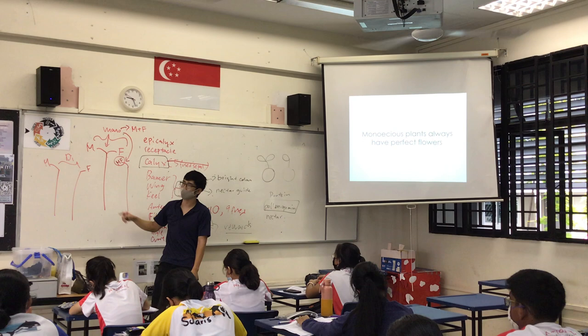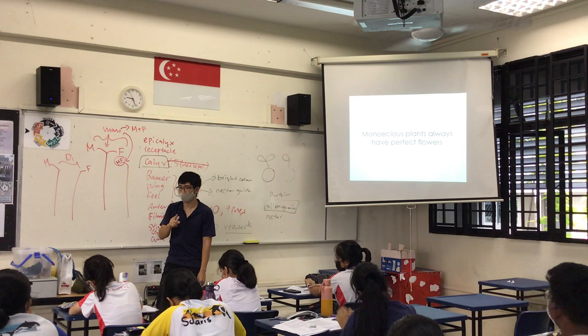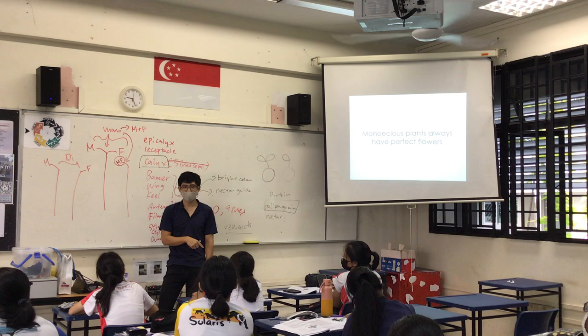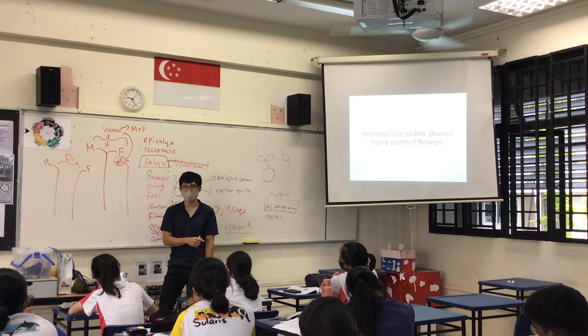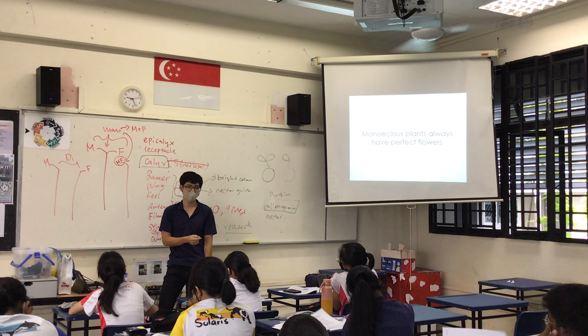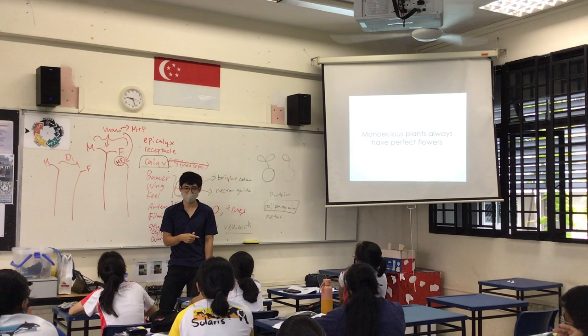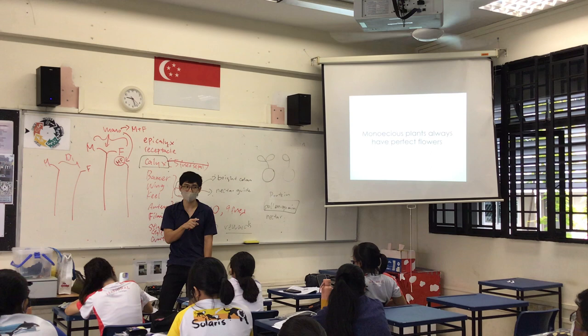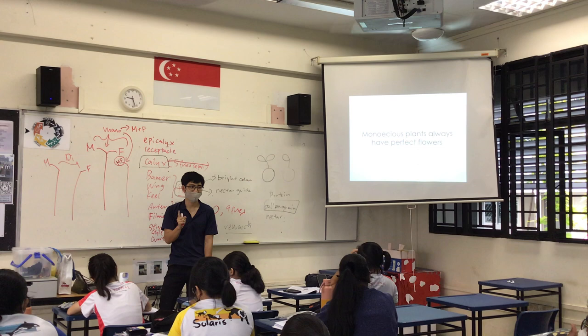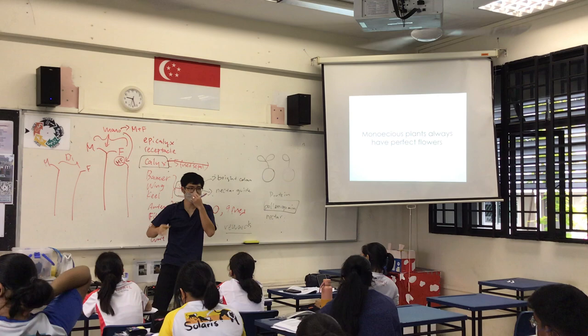Plants with perfect flowers are always monoecious. True or false? True. What are perfect flowers? They have both male and female parts, right? So if your flower is perfect, your plant is definitely monoecious. But a monoecious plant is not always perfect. It can contain imperfect flowers. You can play around with all these to see if you really understand what the difference is.